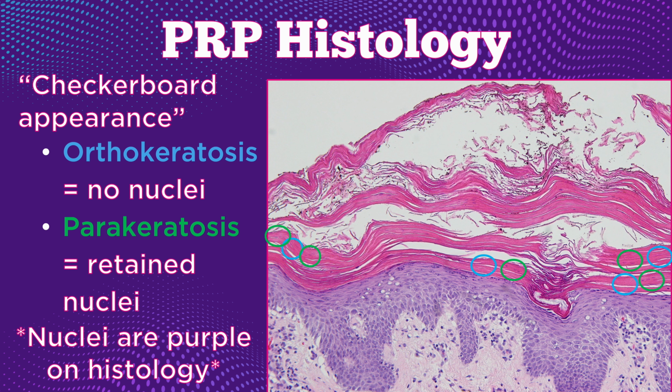Thankfully, you read all about PRP besides learning the 6 types, so you tell him that the checkerboard refers to the biopsy findings of alternating orthokeratosis and parakeratosis with hyper and hypogranulosis. This looks like a checkerboard since you have orthokeratosis without purple nuclei sitting above purple hypergranulosis, which then alternates with parakeratosis which has purple nuclei sitting above hypogranulosis. Again, Google some pictures and you'll be able to see what I mean.